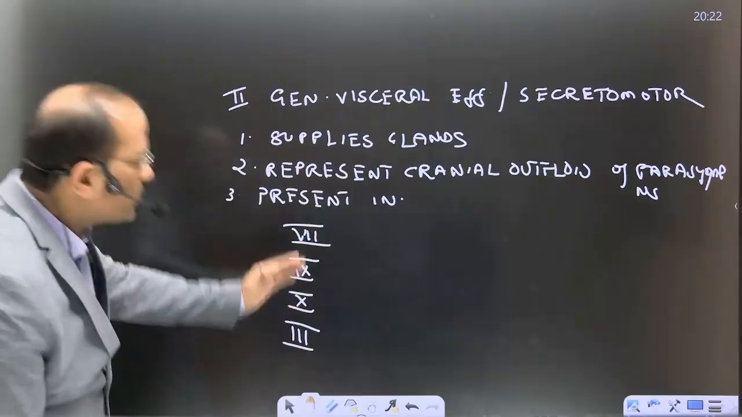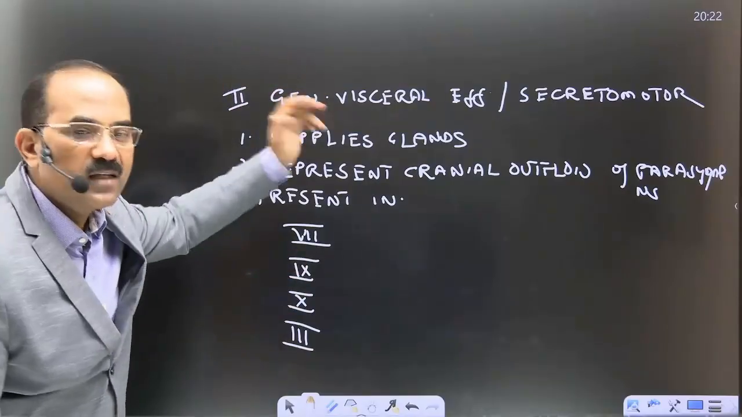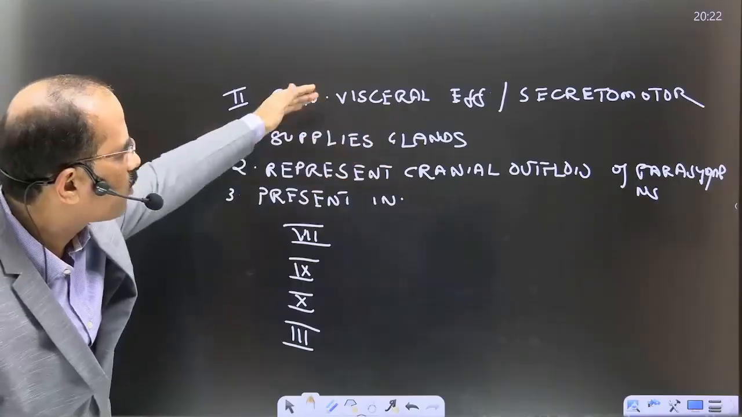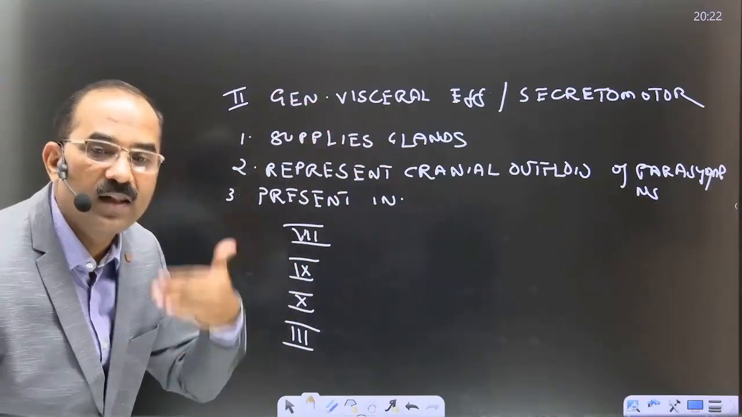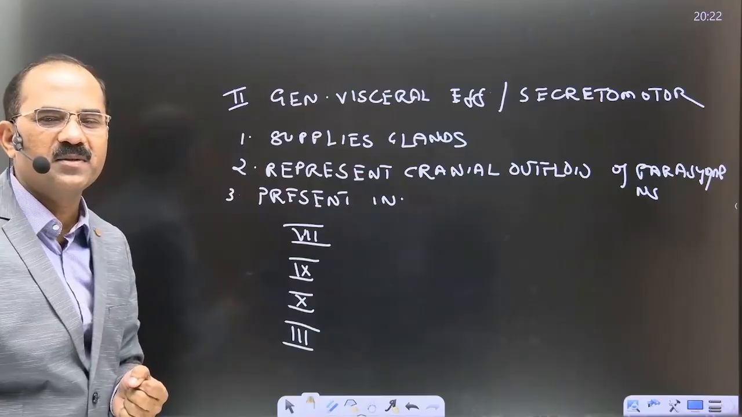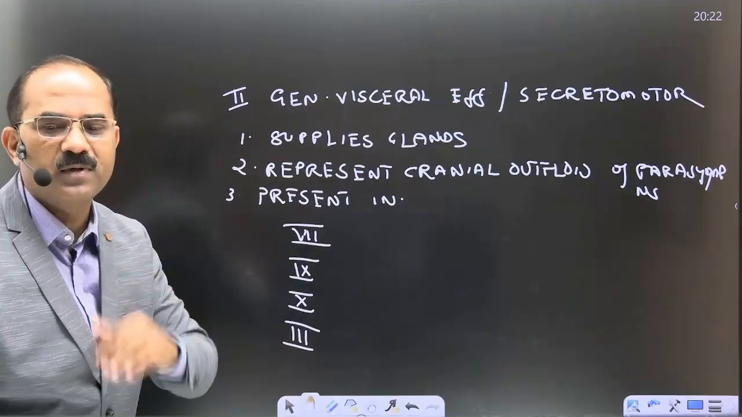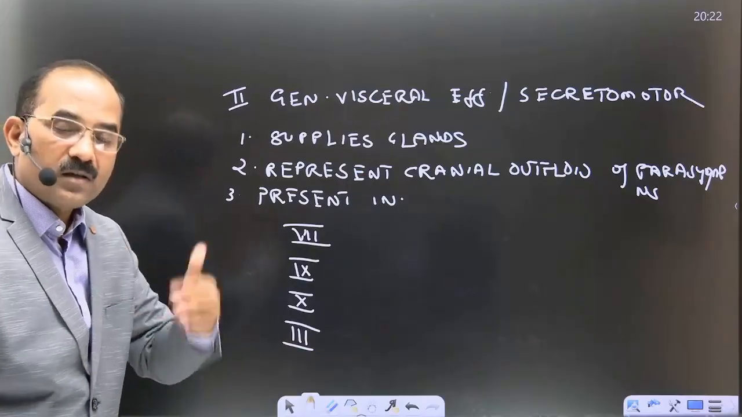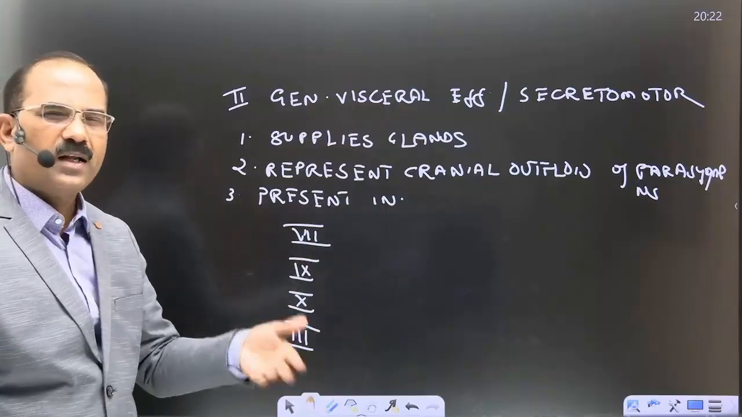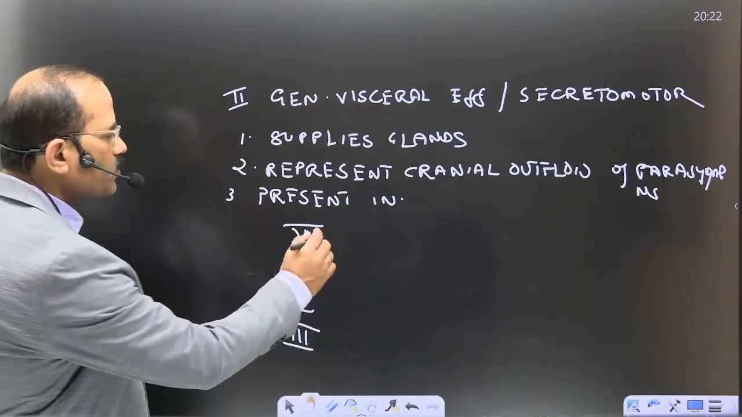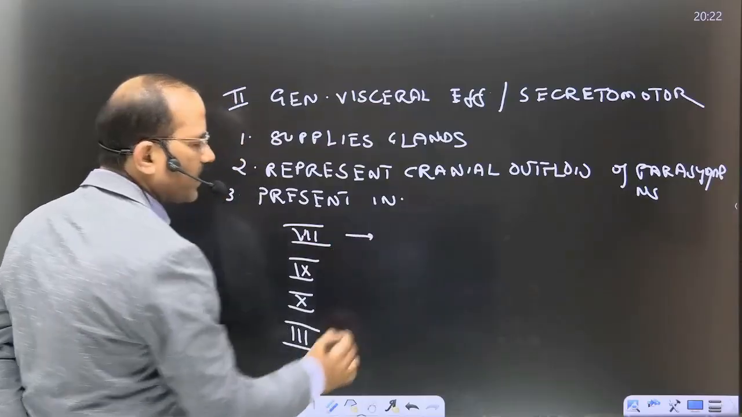Still, we include the third nerve in this component because see the second point, this component represents what? The cranial outflow of the parasympathetic nervous system. So we include the third nerve. The third nerve does not supply any glands, but the third nerve represents the cranial outflow. That is why I include the third nerve. So 7th nerve supplies all the glands in the head and neck, right?